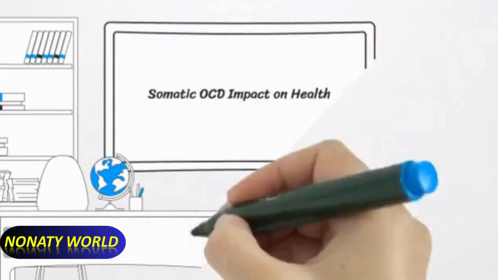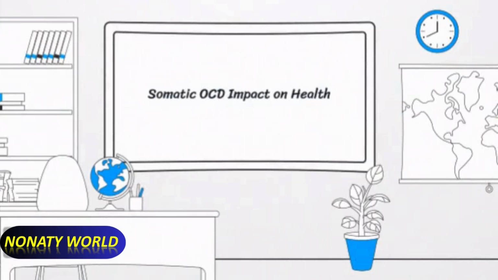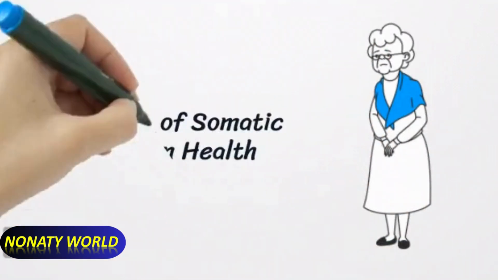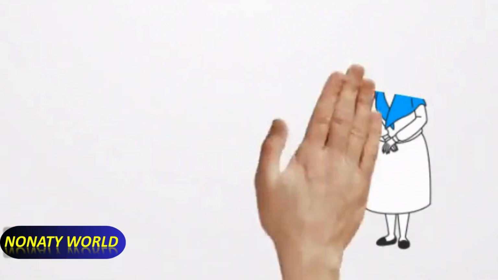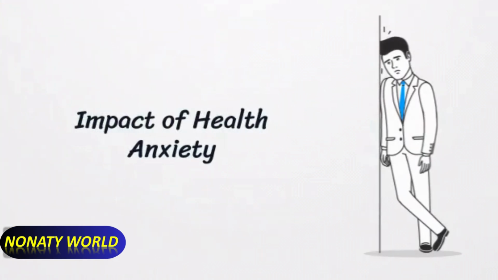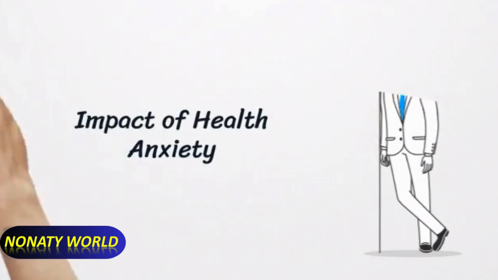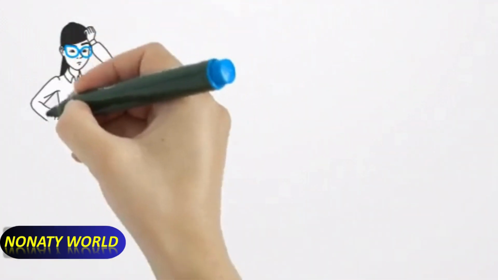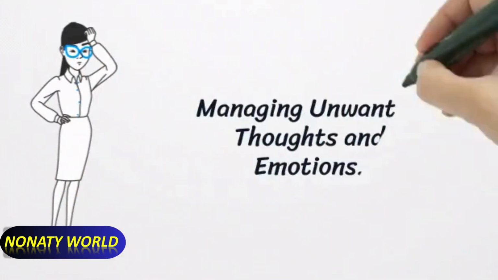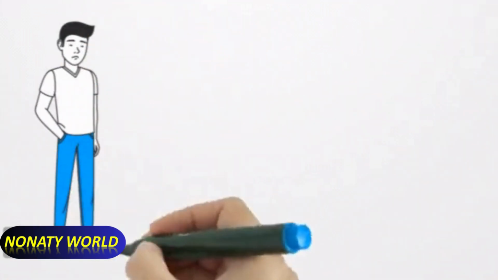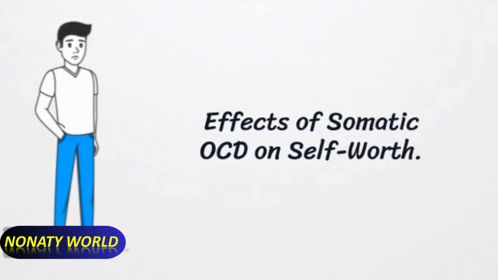The effects of somatic OCD on mental health. There are several ways that somatic OCD can affect your overall health. Anxiety brought on by a persistent focus on bodily processes and sensations can seriously affect a number of areas of your life. Somatic OCD has been shown to psychologically exacerbate stress and anxiety. Moreover, pessimism and sadness may be exacerbated by the incapacity to manage unwanted thoughts and the discomfort they cause. Feelings of inadequacy and low self-esteem can also result from somatic OCD.